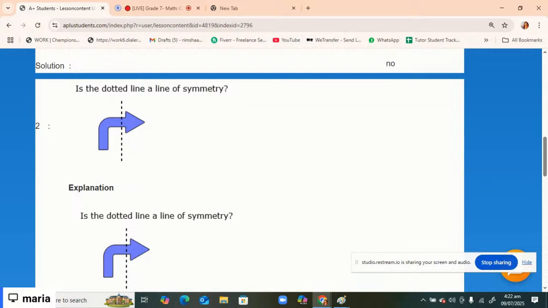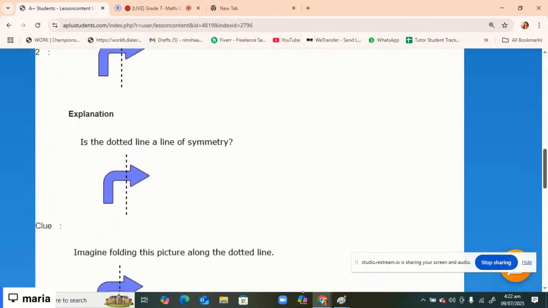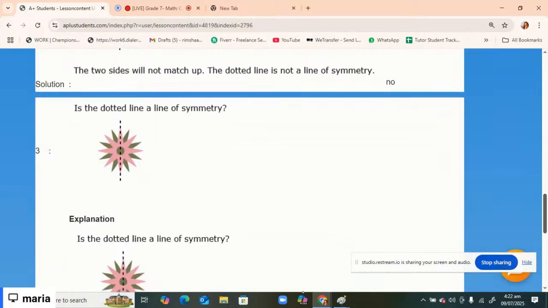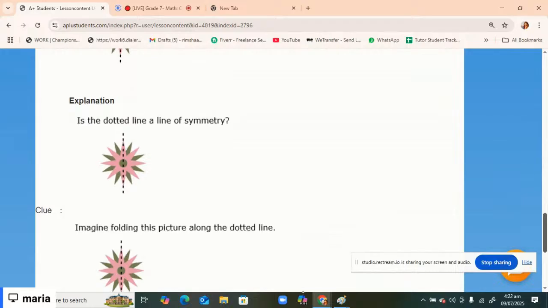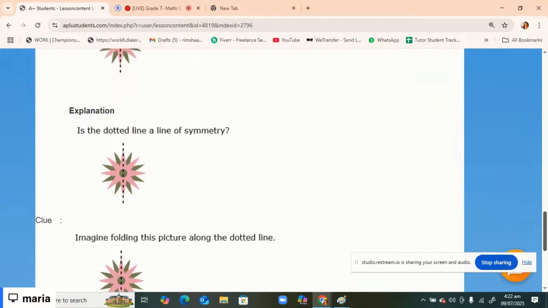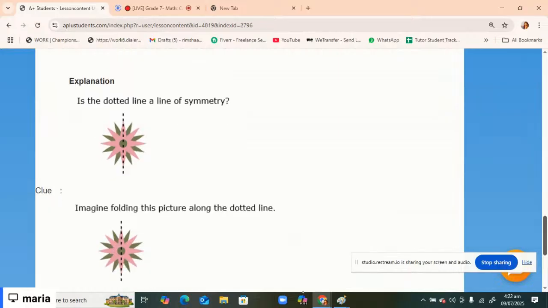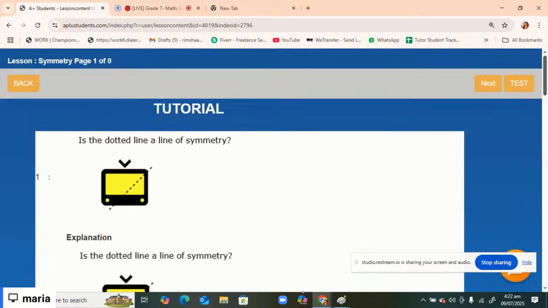Now, is the dotted line a line of symmetry? Now look here. This is an arrow. Is it a line of symmetry? No, it's not. Check this one. Here is a shape like a star. So this shows the symmetry, the equal proportion. Yes, it's a balanced proportion on both sides, so you can say that this is a symmetry. Okay, let's discuss the next.